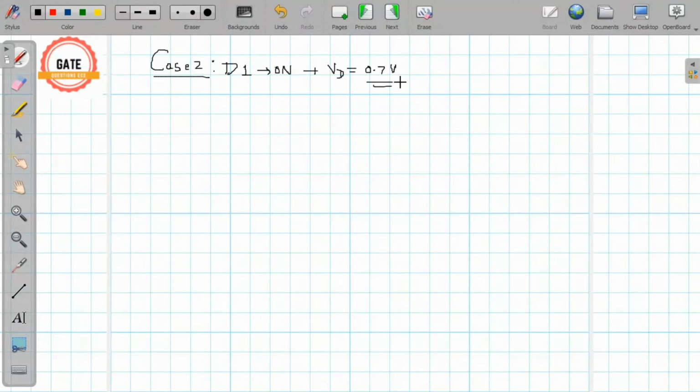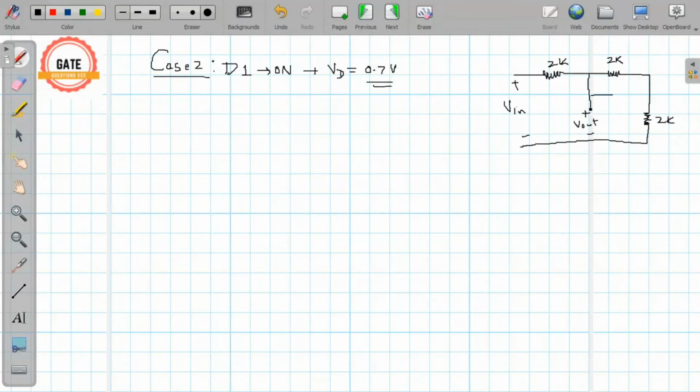So let's see the circuit diagram in this case. So this is V out and this is V in, and each of these resistances are of 2K. And here our diode will behave like a battery with positive terminal on the left side, and this voltage will be 0.7 volt. So the VD in this case is 0.7 volt. So the voltage across diode VD is 0.7 volt.